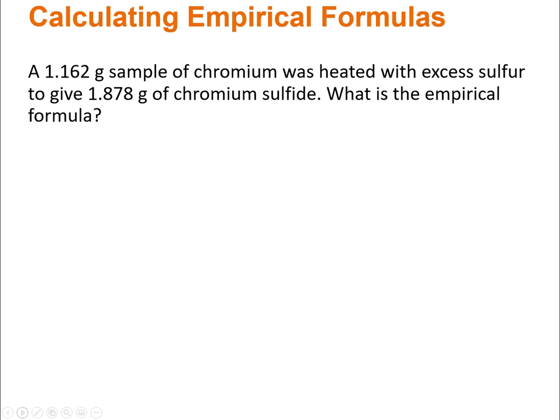Let's say that we have a sample of chromium. We heated it with excess sulfur, and we made some kind of chromium sulfide. We have to figure out what the empirical formula is. Relevant information, the mass of the chromium, heated with excess sulfur. So that tells us what it was reacted with and what we made. We've got to find the empirical formula.